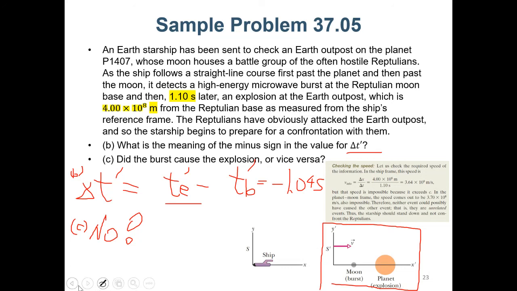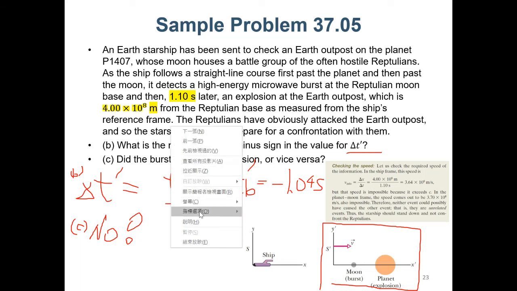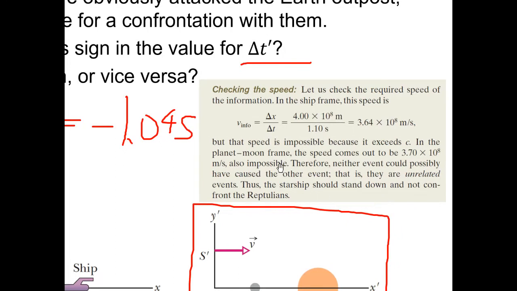However, here we can find that for one of the reference frames the distance is 4 × 10⁸ and the time is 1.1 seconds, which means that the information would have to pass at a speed faster than the speed of light, so the burst is not possible to cause the explosion of the outpost. They are unrelated events. Thus, the starship should stand down and not confront the reptilians.